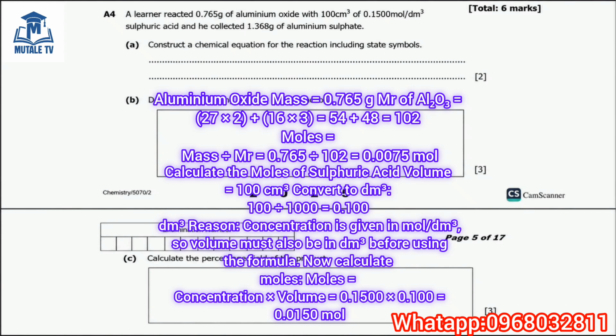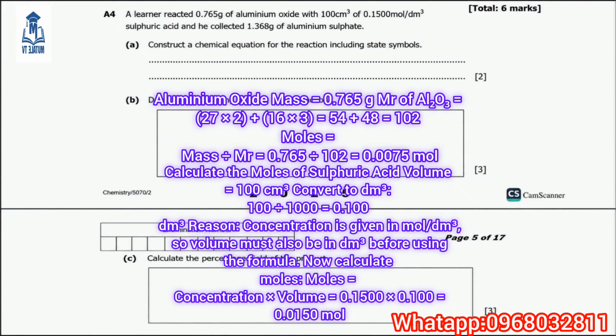Alright, so once you have converted the volume, what you need to do next is multiply the concentration given in the question times the volume. From the question, our concentration of sulfuric acid is 0.1500. So we multiply that concentration with our answer there. We say moles of sulfuric acid is equal to 0.1500 times 0.100, giving us 0.0150 moles of sulfuric acid.